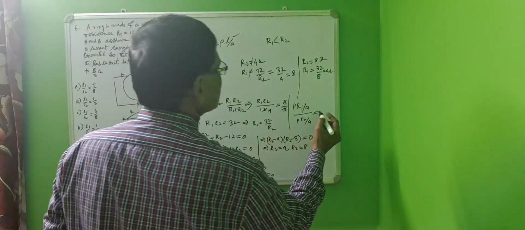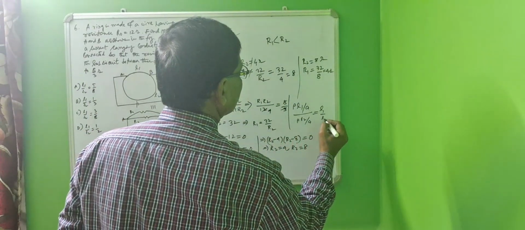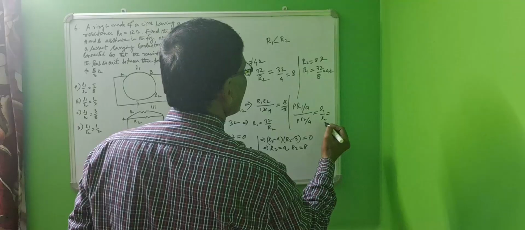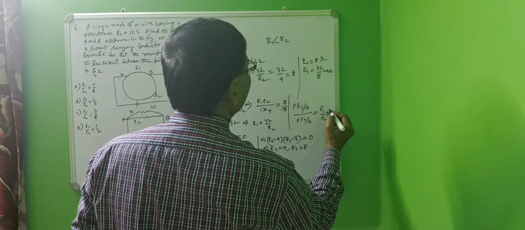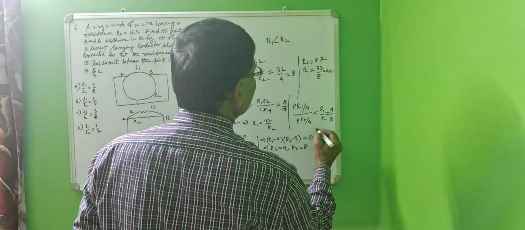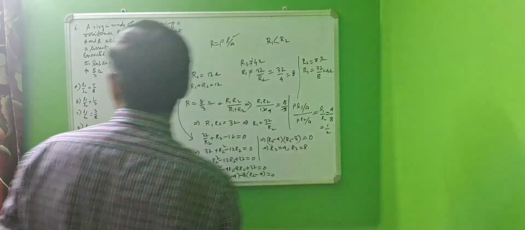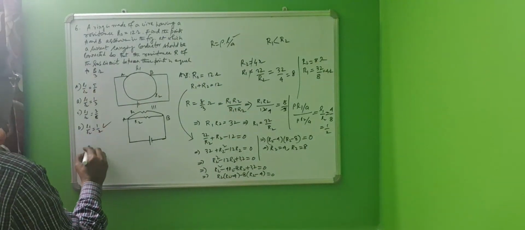So we can write here also L1 upon L2 equals 4 upon 8 equals half. So answer will be half. So answer D.